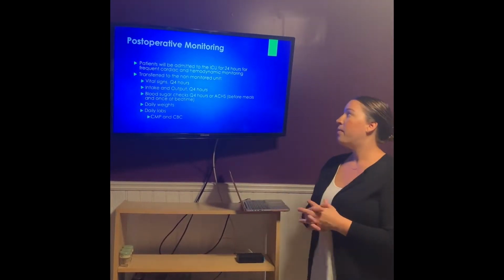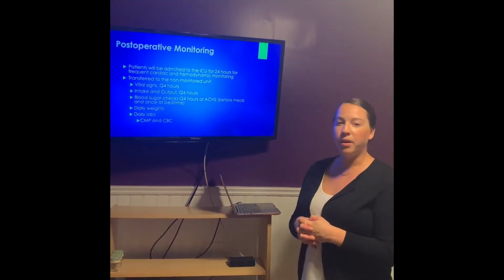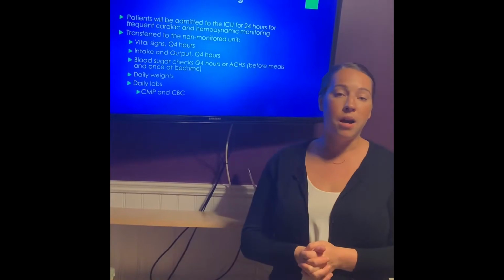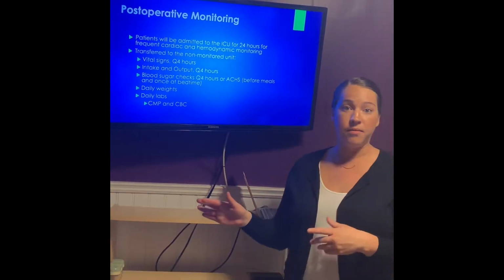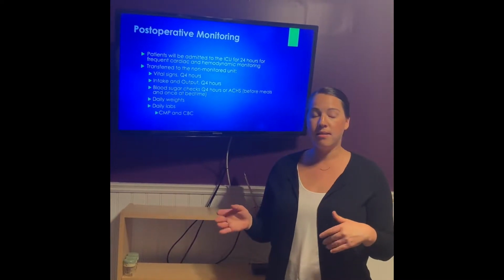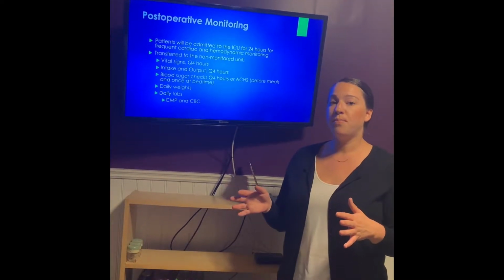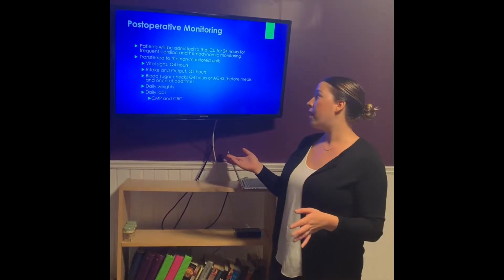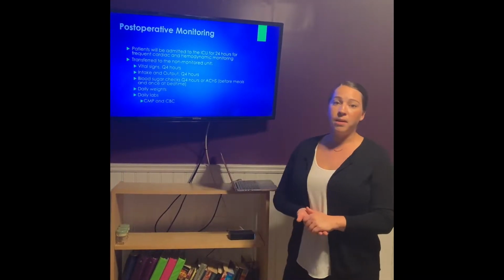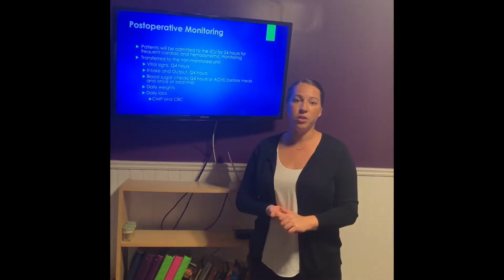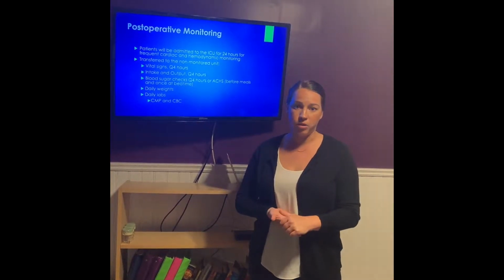So post-operative monitoring. This is the part of the presentation we're going to focus the most time on. Patients immediately post-op will go right to the intensive care unit. Since the surgery takes 5 to 6 hours at least, these patients need frequent cardiac monitoring, continuous cardiac monitoring actually, and frequent hemodynamic monitoring, so the ICU is the safest place for these patients the first 24 hours recovering from surgery.